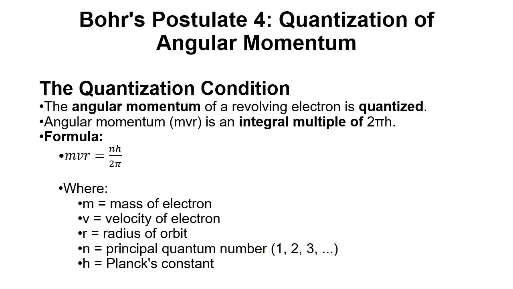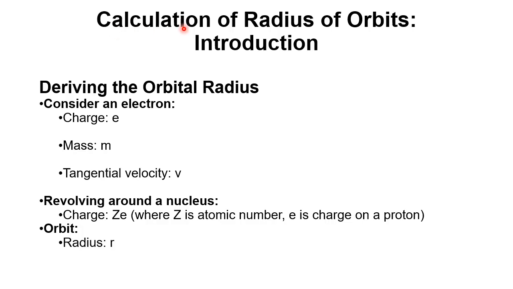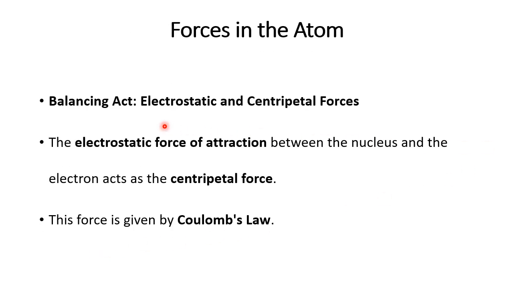h is Planck's constant. Calculation of the radius of orbits. Introduction: deriving the orbital radius. Consider an electron of charge e, mass m, tangential velocity v, revolving around a nucleus. The nucleus has charge Ze, where Z is the atomic number and e is the charge on a proton. The radius of the orbit will be r. Balancing act.